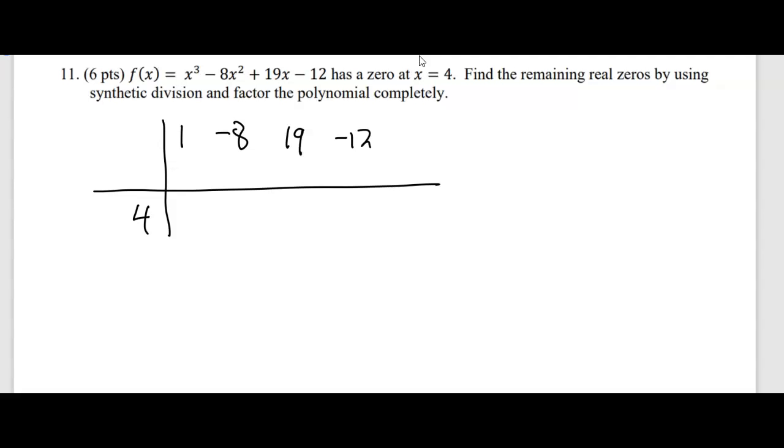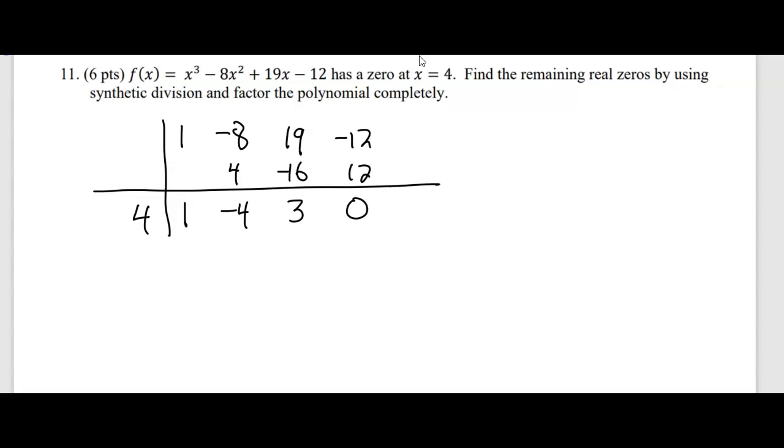We bring the 1 down. 4 times 1 is 4. Negative 8 plus 4 is negative 4. 4 times negative 4 is negative 16. 19 minus 16 is 3. And 4 times 3 is 12. Negative 12 plus 12 is 0.